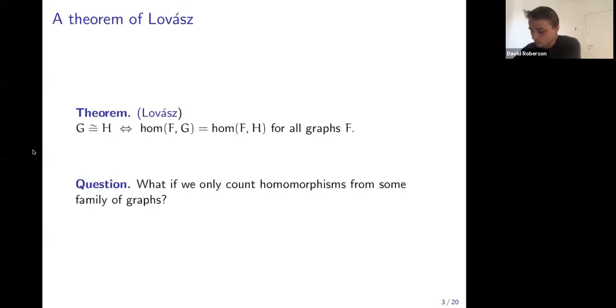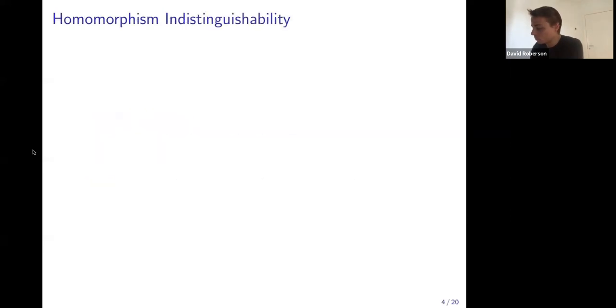Okay, and then the question arises, or maybe it doesn't arise, depending on what types of questions you like. Well, what if we, instead of counting homomorphisms from all graphs to the two graphs, we restrict to some family, okay? And this leads us to the notion of homomorphism indistinguishability.